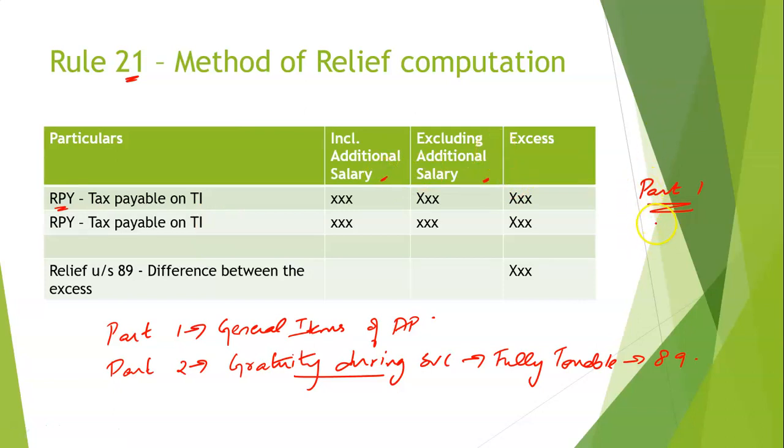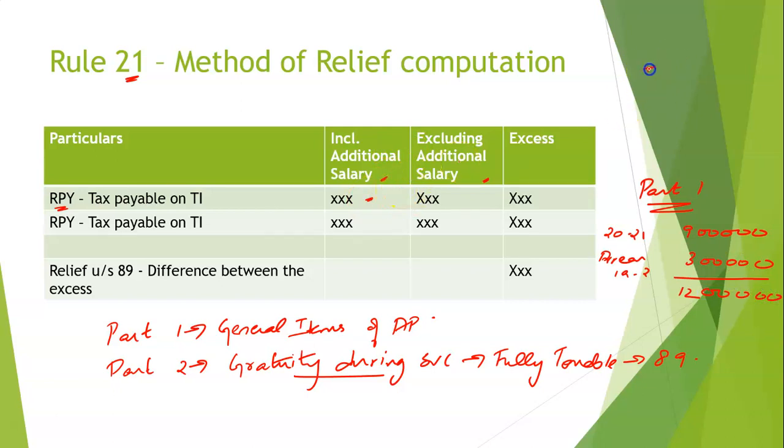So say your total income for this particular previous year 2021 is 9 lakhs. And you receive an advance salary or an arrear salary. Let it be arrear salary, arrear for 1920 of 3 lakhs. So first you find tax on total income including additional salary. So for 9 plus 3, 12 lakhs, you find your tax payable.